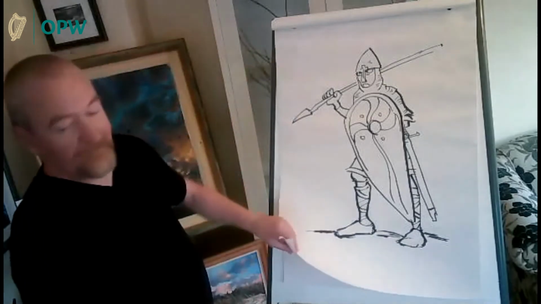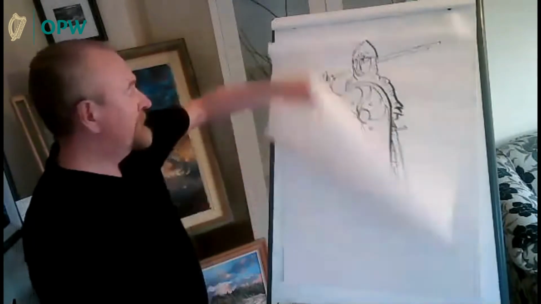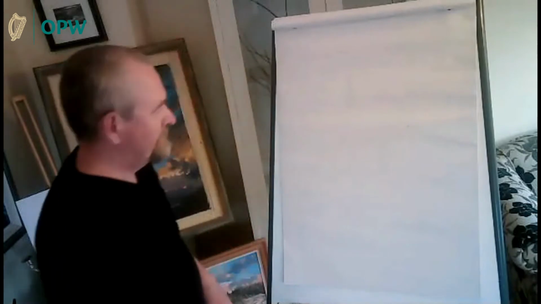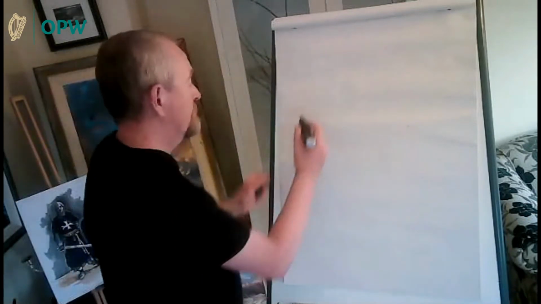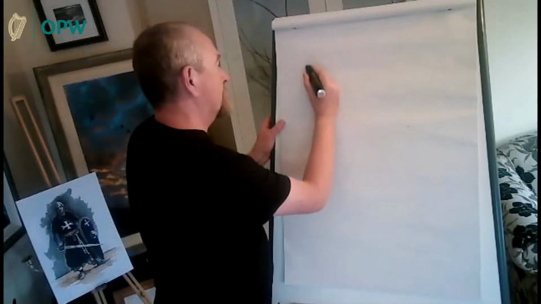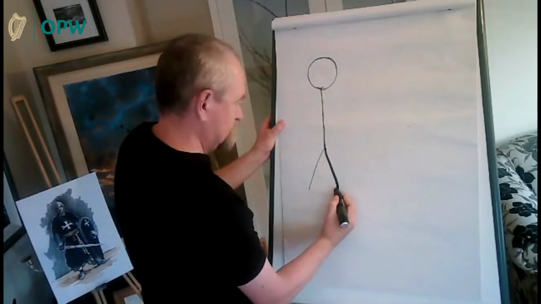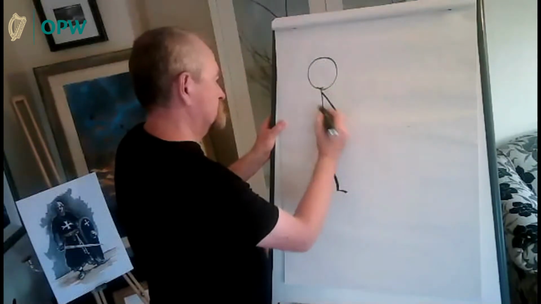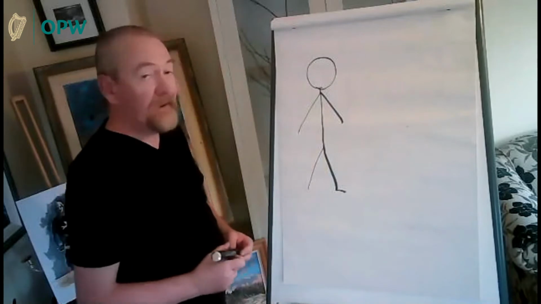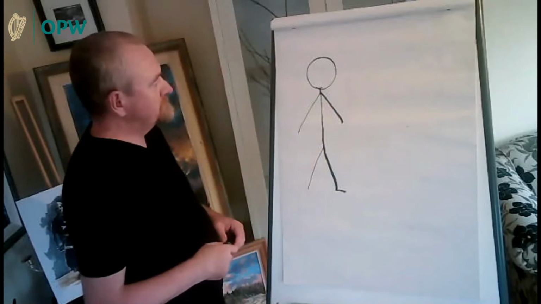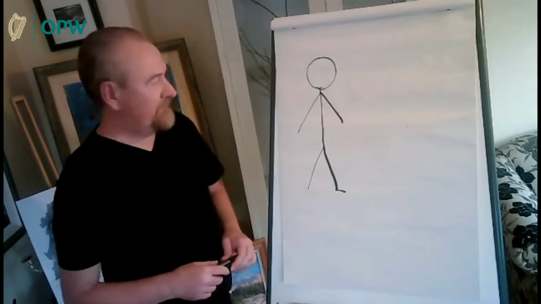Now, if we go back to the cave paintings, a very common representation of the human being was something like this. Now, we're all very familiar with that matchstick man. And I think everybody can have a go at that.